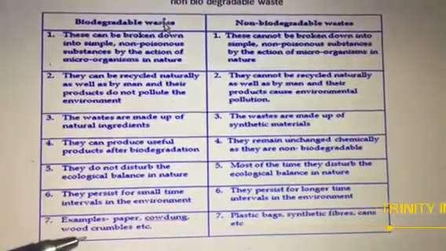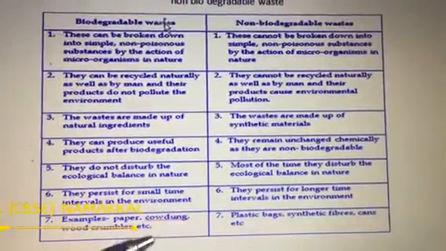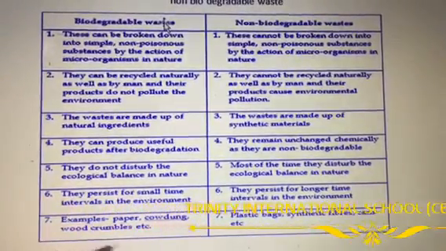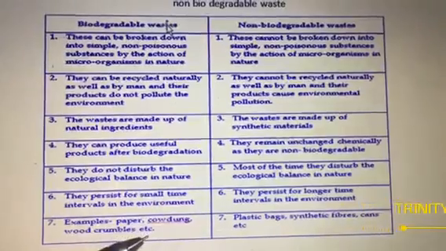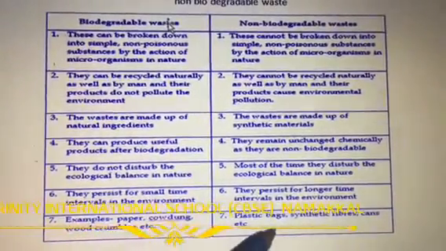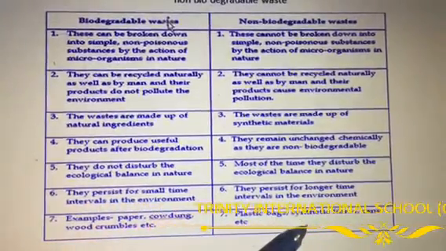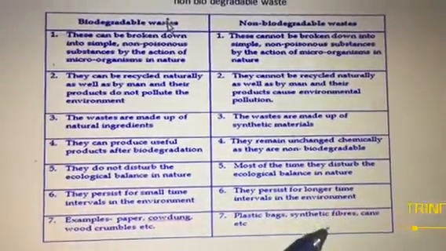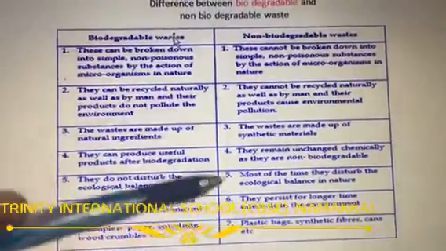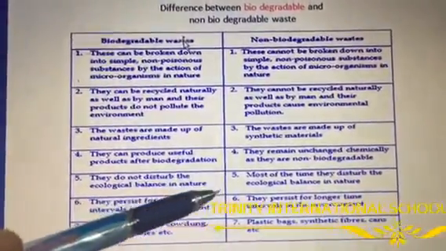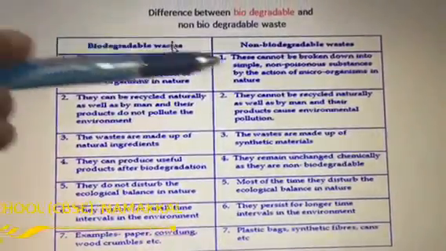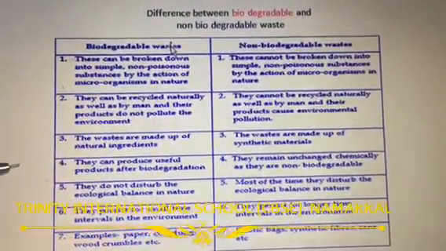Examples for biodegradable waste, as we already discussed: papers, cow dung, wood crumbles. Wood crumbles are biodegradable waste. Here, plastic bags, synthetic fibers, cans, etc. are non-biodegradable waste. These are the differences between biodegradable and non-biodegradable waste.